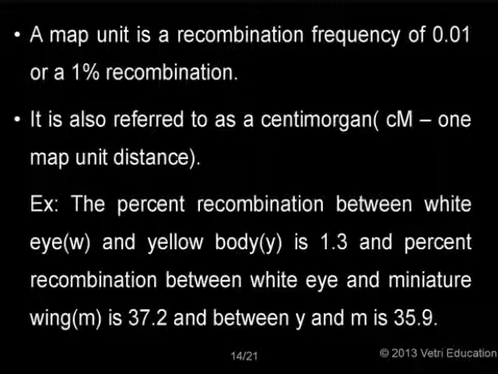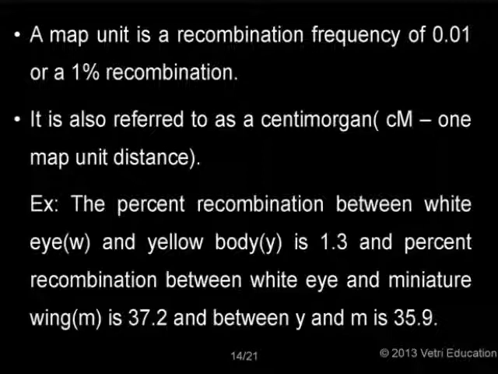For example, here the percent recombination between white eye and yellow body is 1.3, as I represented, and percent recombination between white eye and miniature limb is 37.2, and between Y and M is equal to 35.9. So we are subtracting the lower value from the higher value, so we will get the gene combination, the linked genes, and their location also.